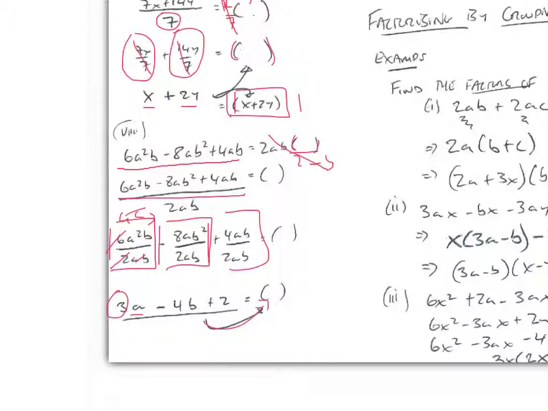Okay, so just take this out here so you can see what we're doing. 8ab squared over 2ab is the same as 8abb over 2ab. So the ab and the ab will cancel. 2 goes into that 4 times, so your answer is 4b.